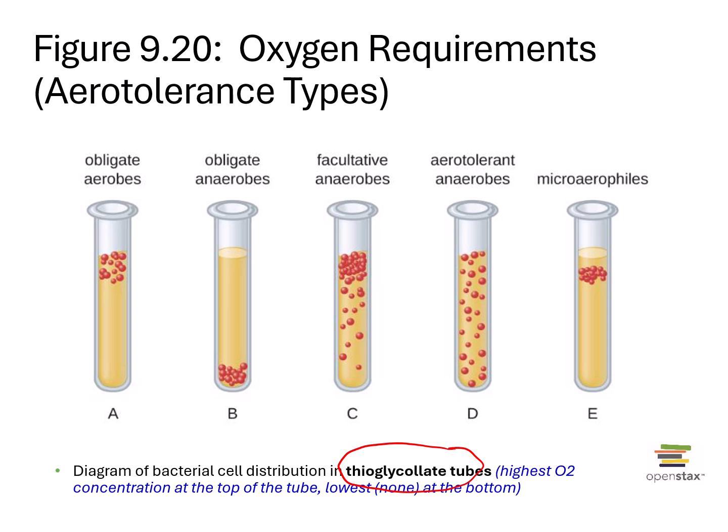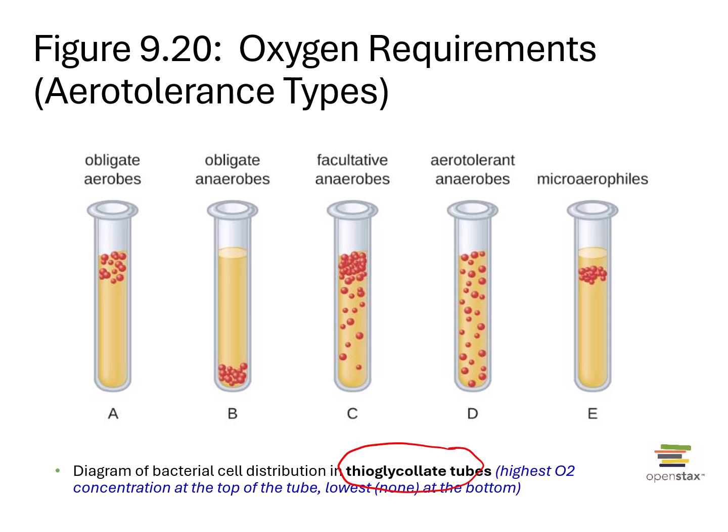Thioglycolate medium or broth is a differential enrichment medium that's used to study and grow bacteria with different oxygen requirements. In this medium, the top of the tube will have the highest oxygen concentration, pretty close or equal to atmospheric levels, and the bottom of the tube will be anaerobic, so there will be no oxygen or very insignificant levels.